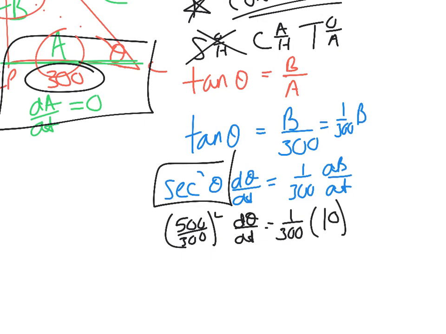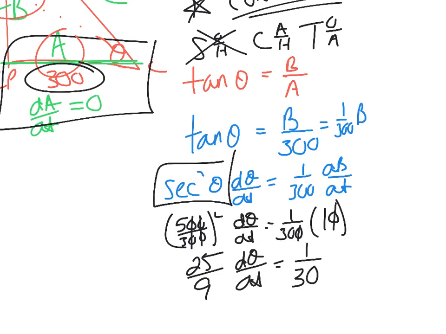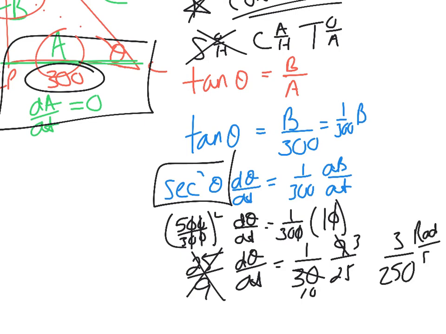Okay, now I'm going to kill these zeros. That's legal, so it's really reducing and then squaring. So 5/3 becomes 25/9 d theta dt. And kill those zeros, equals 1 over 30, and then I'm just going to multiply by the reciprocal, so 9 over 25. 3 goes in there once, and in here 10 times, so I'm going to get 3 over 250. It was a degree, so it's radian per second.